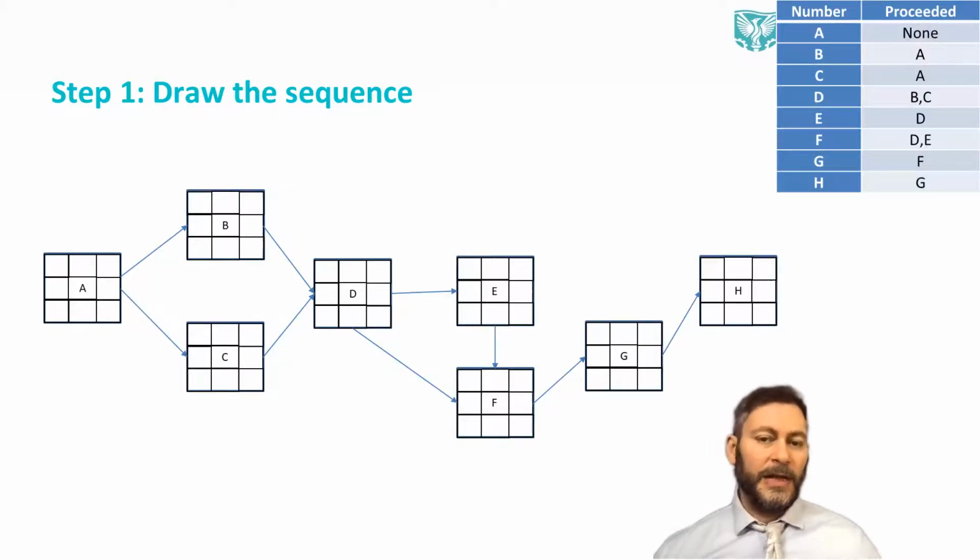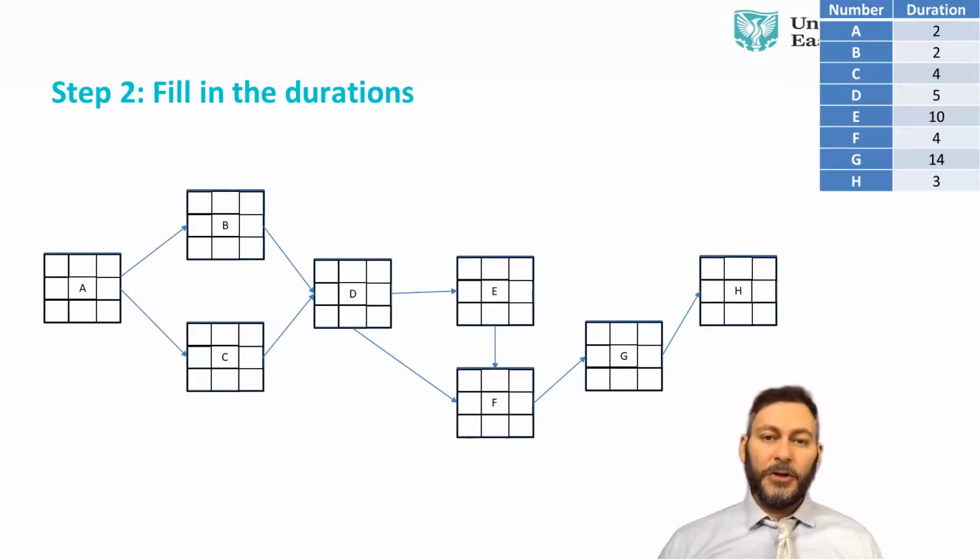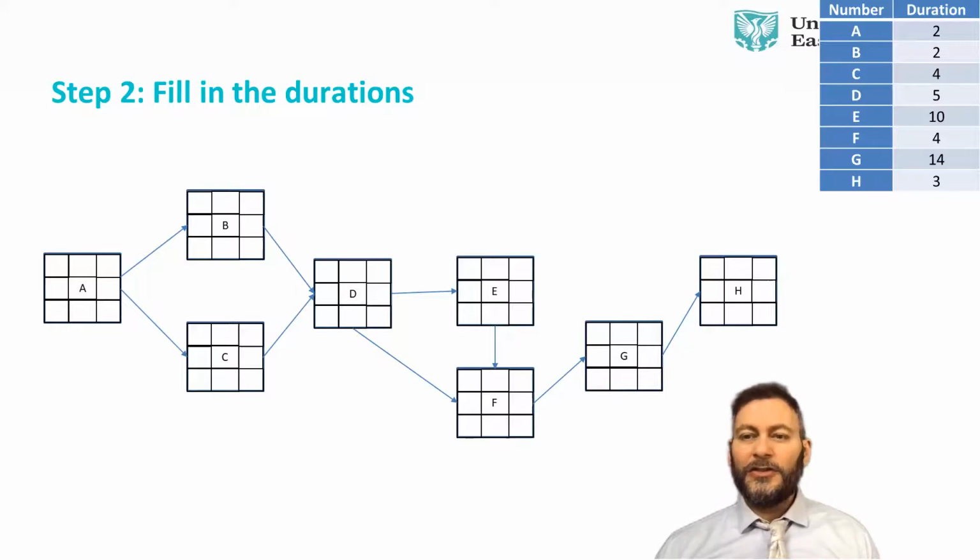Shouldn't be very difficult, but be very careful. If you make a single mistake here, the whole calculation will be messed up. So you may want to have a quick check before you move to the next step. Step 2 is filling in the duration. You match the numbers that you saw in the earlier diagram.